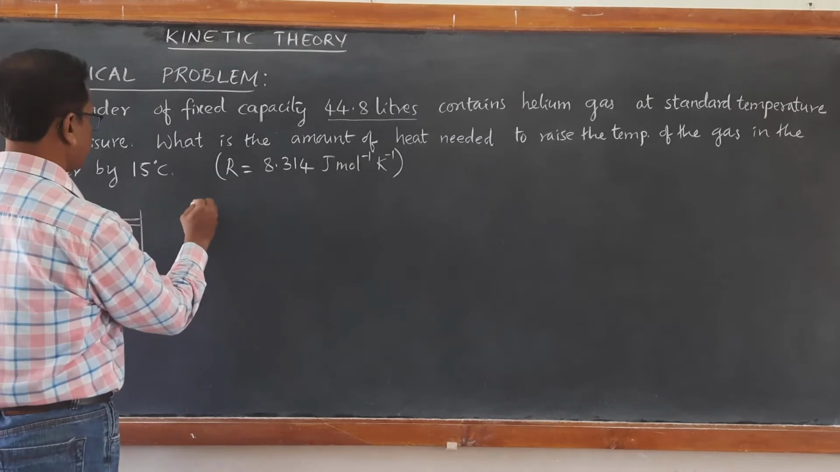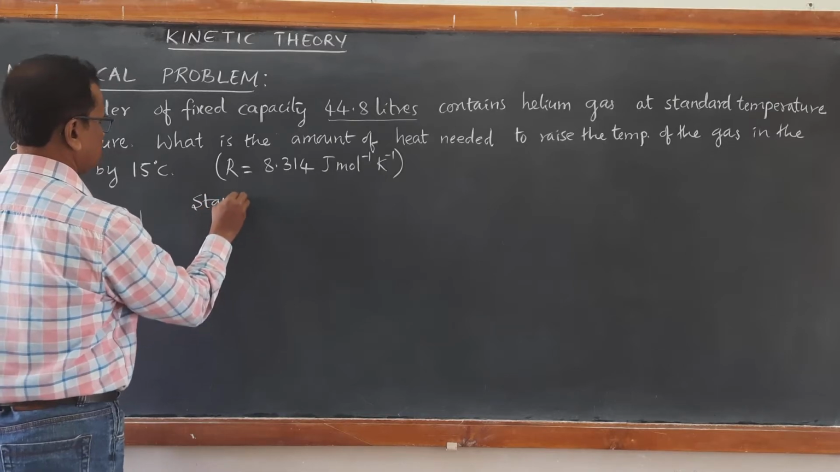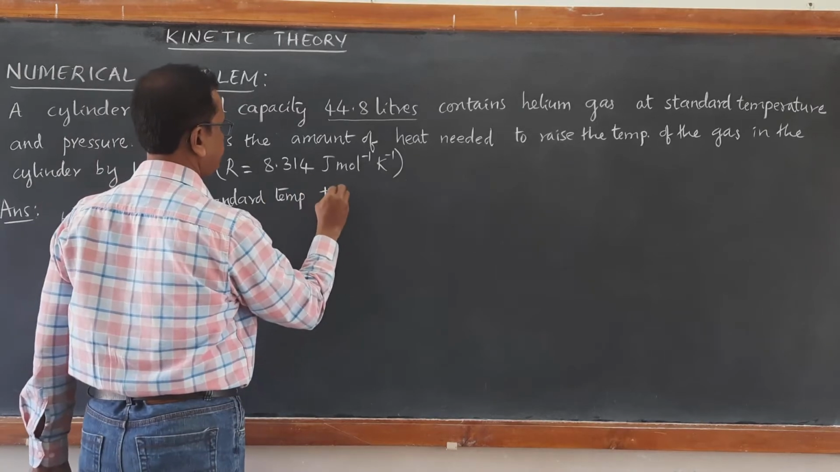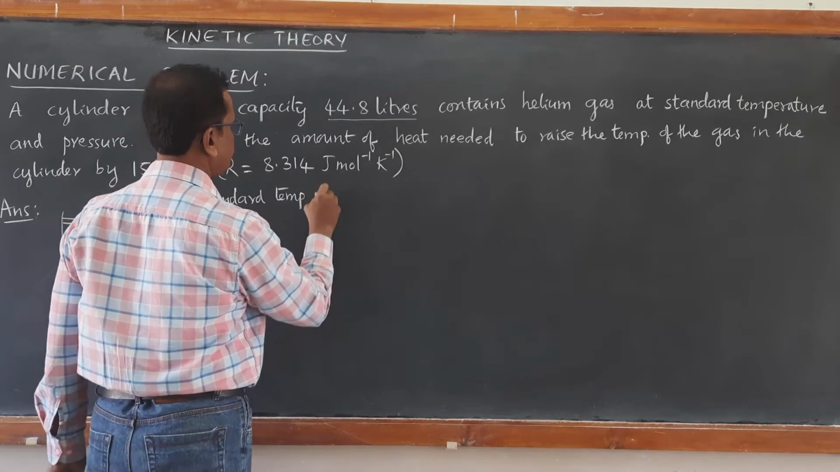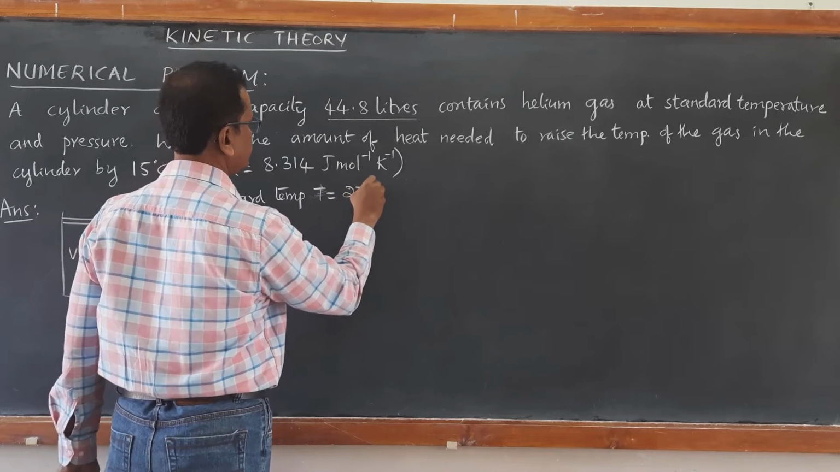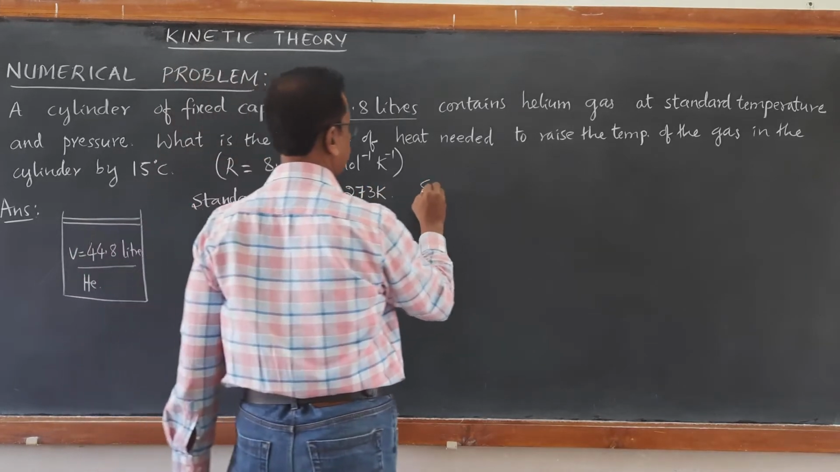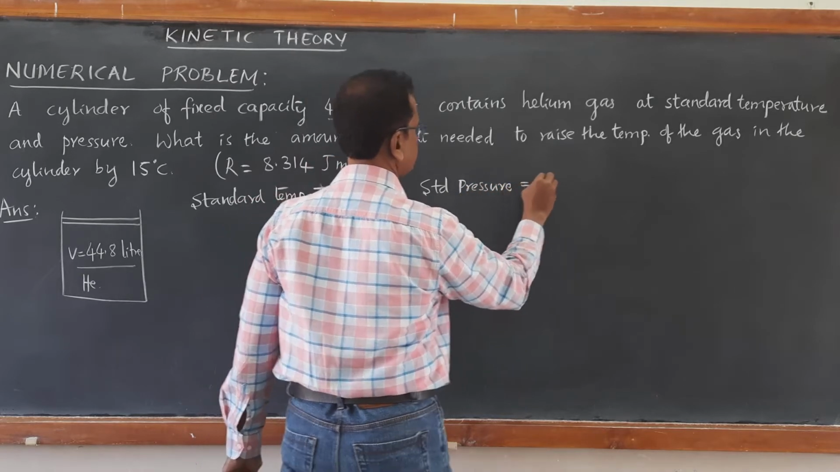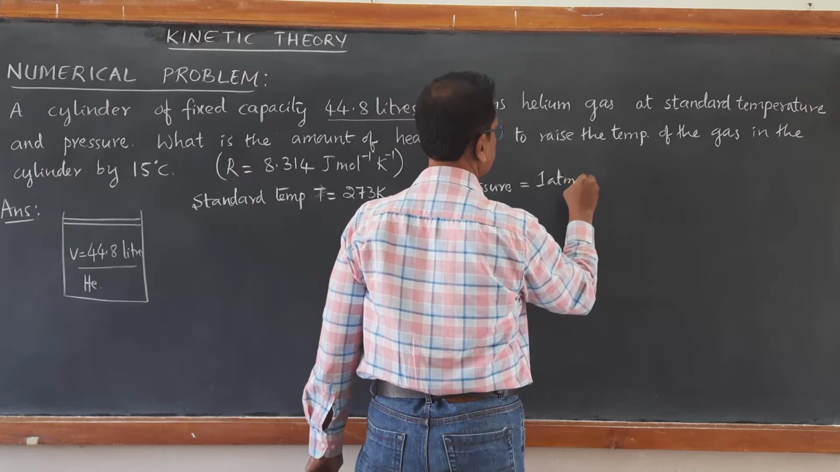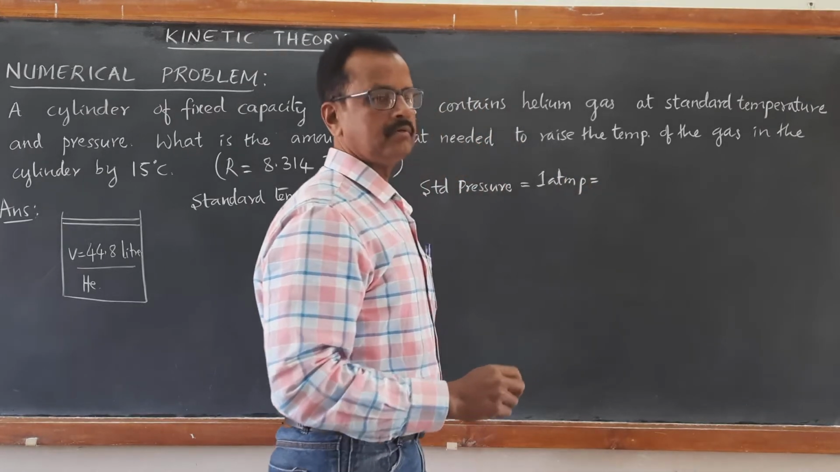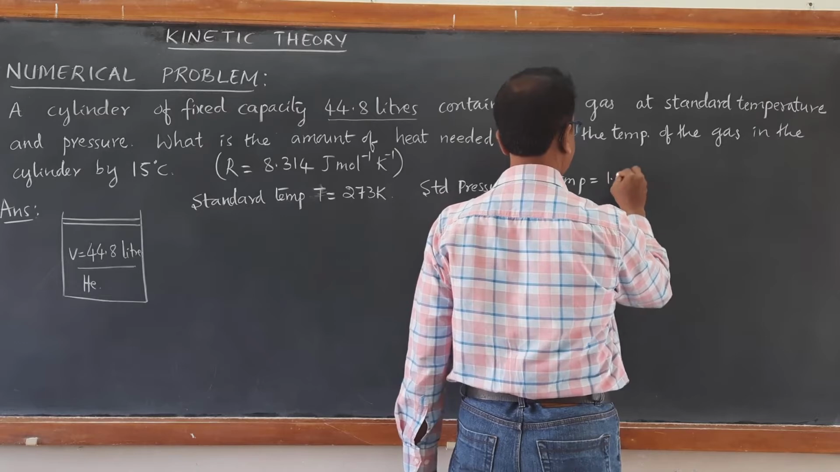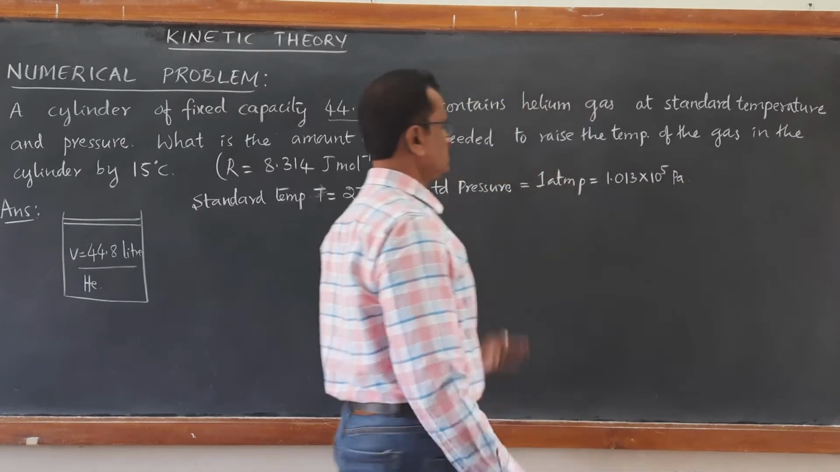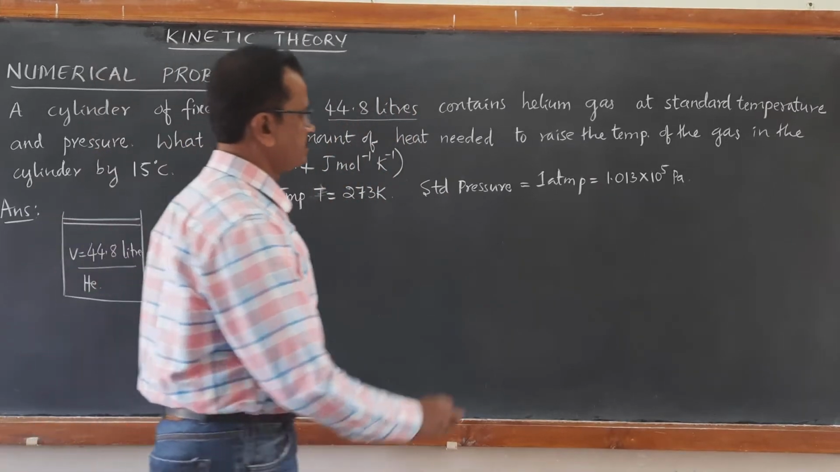We know what is standard temperature. Standard temperature T is equal to some degrees Kelvin. Standard pressure is 1 atmospheric pressure, 1.013 into 10 raised to 5 pascals. So these are the things, 1 atmospheric pressure.